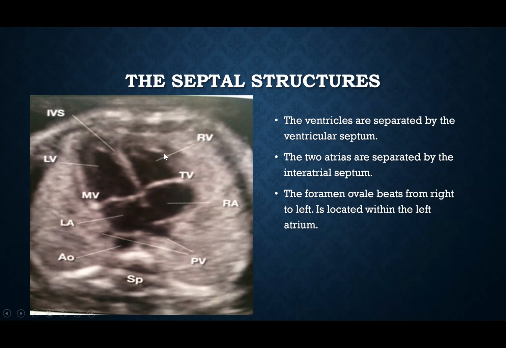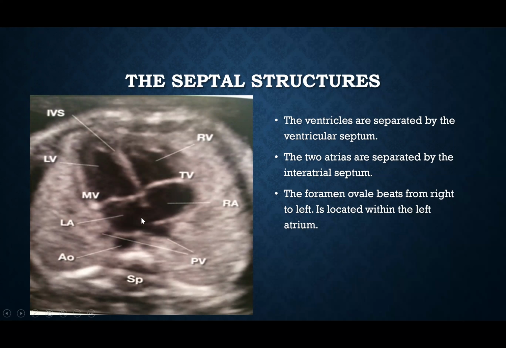So the ventricles are separated by a ventricular septum here. That's that line. And the 2 atria are separated by the interatrial septum. But if you can see, there's a hole here, and we want that in fetal life. It's called the foramen ovale, and it shunts blood from right to left.